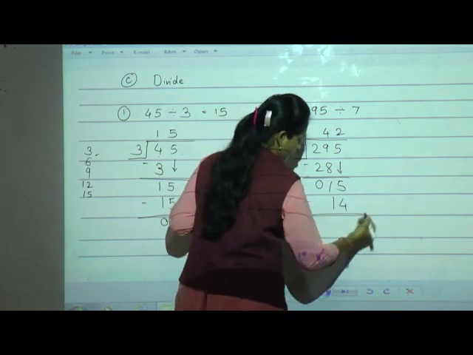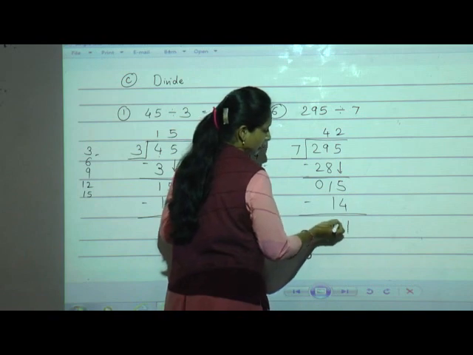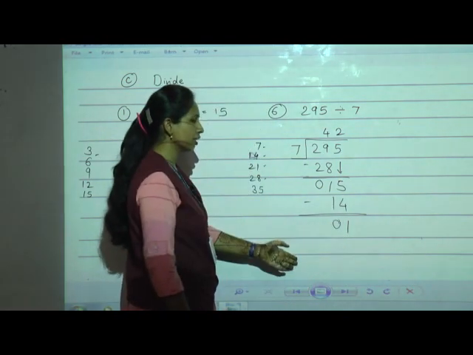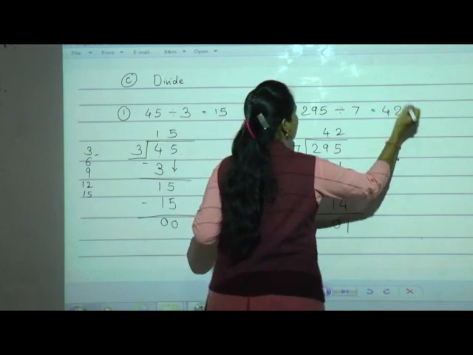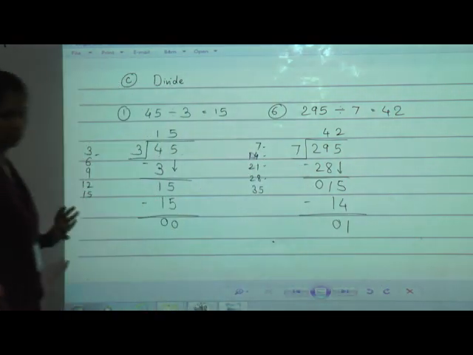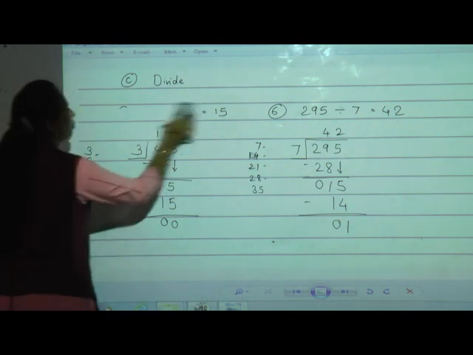Now do the subtraction. 5 minus 4 is 1. 1 minus 1 is 0. So your quotient is there. But what is the answer when we divide? 42. Clear? Understood? Yes. I will solve 2 more questions for you.